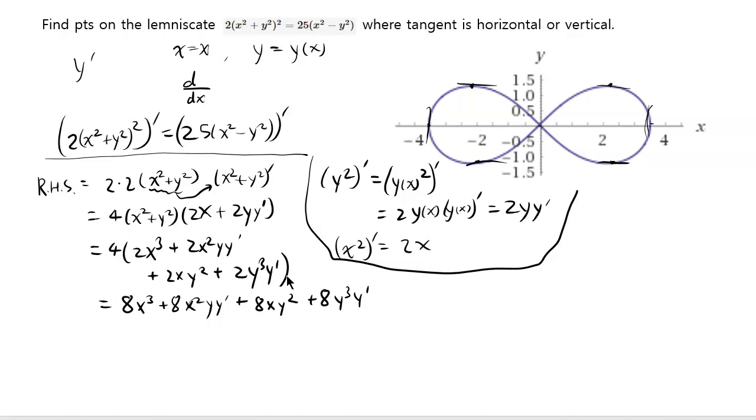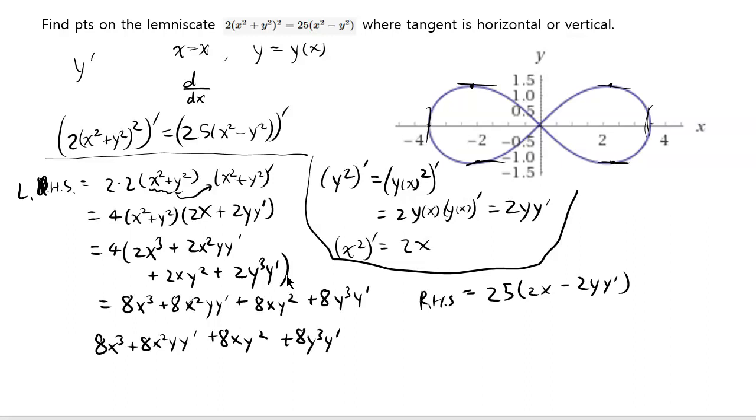And since the right side, why did I say right hand side? It's left hand side. I'm sorry. This left hand side is this. The right hand side is 25 times the derivative of x squared, which is 2x, and the derivative of y squared, which is 2y prime. All right. So putting them together, this is what I have. I have 8x cubed plus 8x squared y prime plus 8xy squared plus 8y cubed y prime equals 25 times 2, which is 50x minus 50y y prime. Okay. Once you have this, you're done with the derivative. However, you still didn't figure out what y prime is, so you need to do algebra here.